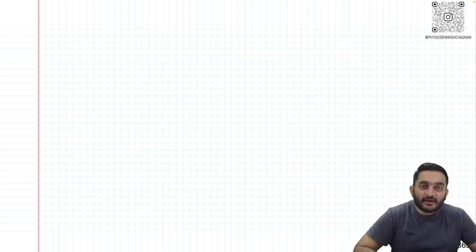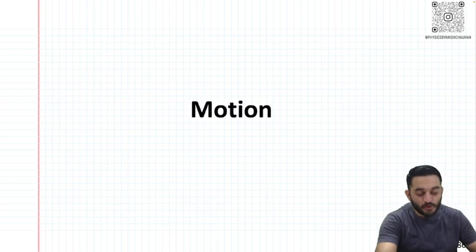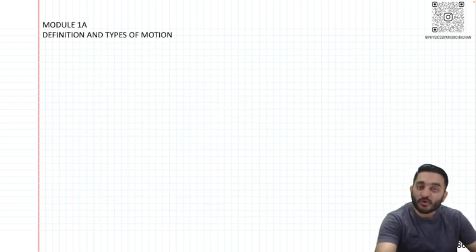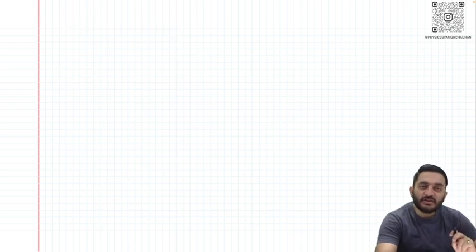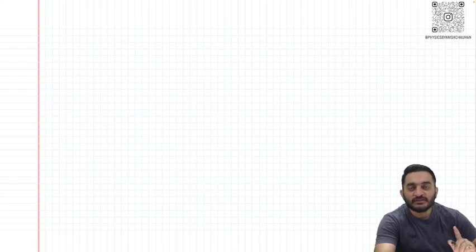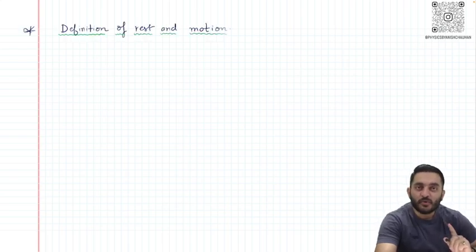Hello guys, in this module I'm going to start with a new chapter, and the name of the chapter is motion. Now in the very first module 1a, I'm going to tell you the definition and the types of motion. Now when it comes to the definition, we need to cover first two definitions. One is what exactly is called rest and what you call motion.